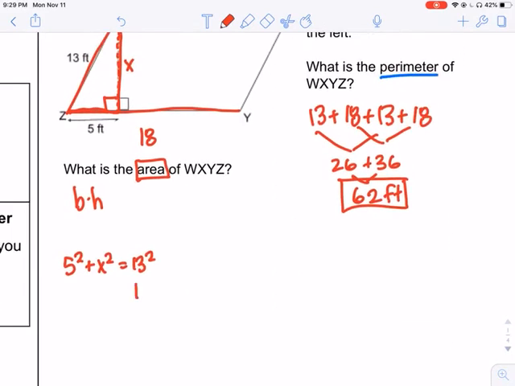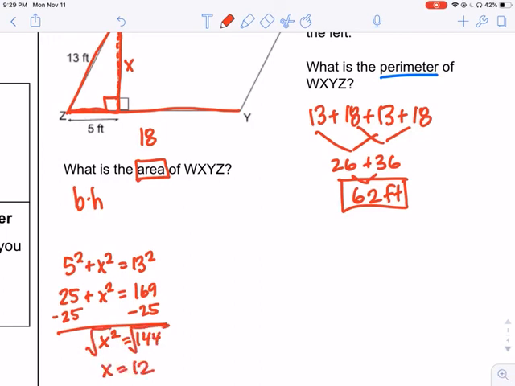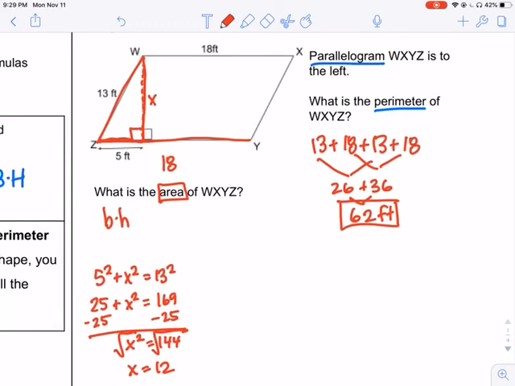On my calculator, 13 squared is 169. So 25 plus x squared equals 169. Subtract 25 on each side, and I get x squared equals 144. Take the square root of both sides, and x equals 12. So I know that the height here is 12. I could also remember, if I'm into my triples, that it's 5, 12, 13. So I know the height is going to be 12.